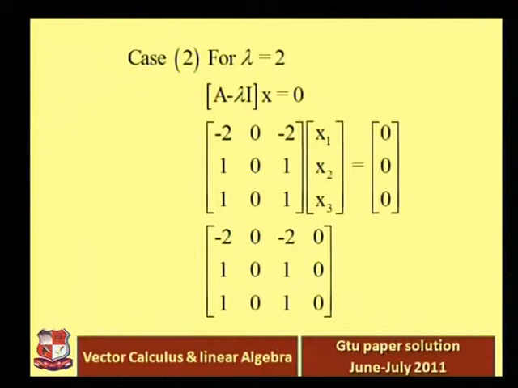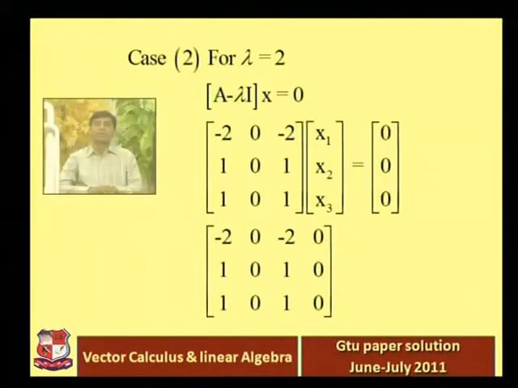So we have to put the value of that lambda in the previous matrix, A minus lambda I. So minus 2, 0, minus 2, 1, 0, 1, 1, 0, 1 into x1, x2, x3, that is equal to 0, 0, 0. So again that matrix can be written as minus 2, 0, minus 2, 0, 1, 0, 1, 0 and 1, 0, 1, 0. Now again we convert this matrix into a row echelon form.